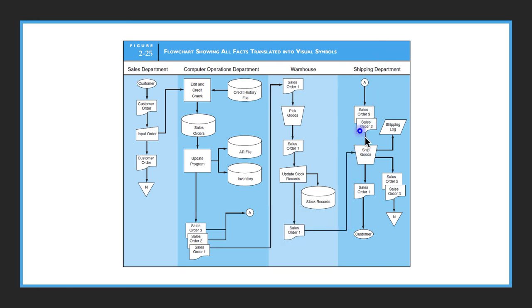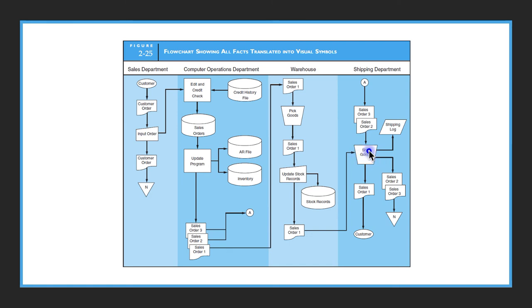Now, the two copies of the sales order coming from the information system will be matched, no? Ibig sabihin, titingnan nila ng shipping department kung yung sales order coming from the warehouse and the actual goods na finorward sa kanila matches with the two copies forwarded to them by the information system. And if they are matched, they will now ship the goods.